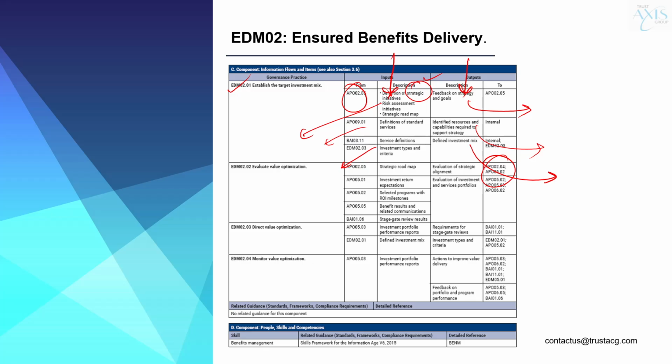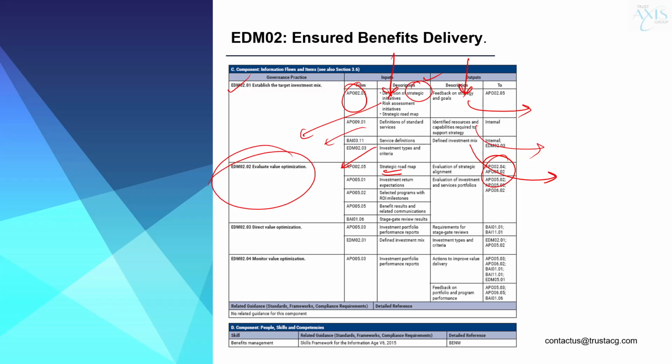Okay. So the next thing that could possibly be done is the second practice, which is around the evaluation of value optimization. So at this stage, the organization has identified its target investment mix, and now they are going to evaluate whether the investments are delivering the intended value outcome that is expected from them, right? So here you will again need the strategic roadmap at an enterprise level.